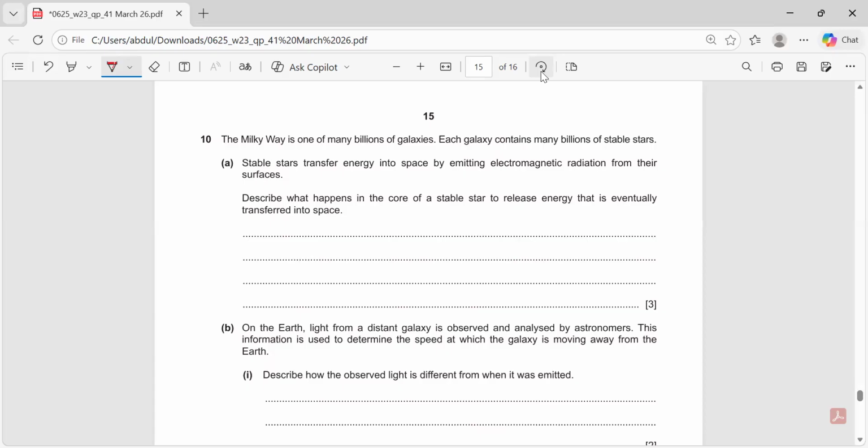Stable stars transfer energy into space by emitting electromagnetic radiations from their surfaces. Even the sun is transferring energy into space, which is also reaching the earth in the form of ultraviolet, visible light, and infrared. I have set them in the order of increasing magnitude. Ultraviolet is the minimum of the radiations we are receiving on the earth out of these three. Visible light is number 2, and the maximum amount of electromagnetic radiation we get from the sun on the surface or in the atmosphere of earth is infrared.